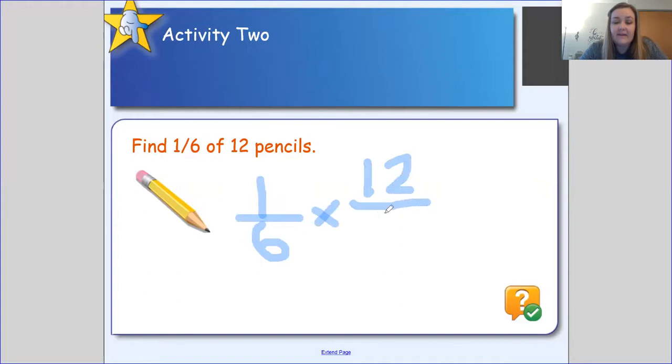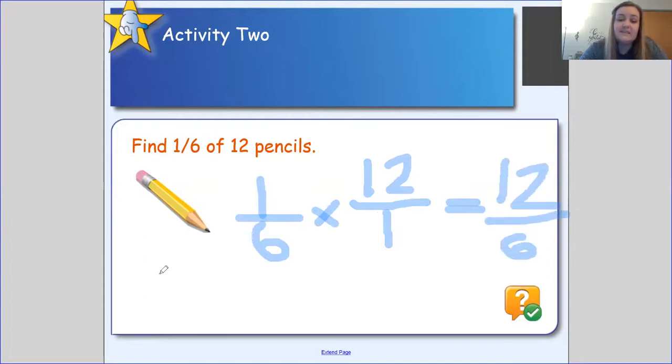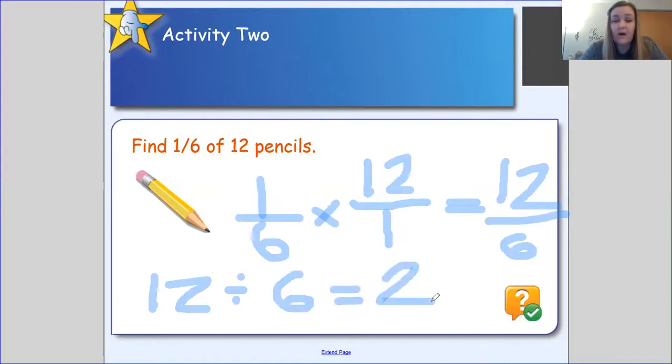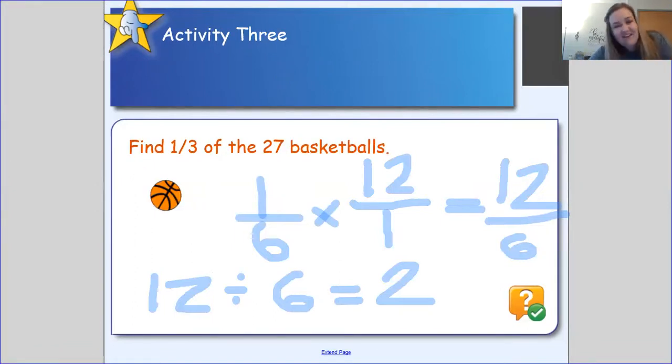Okay. And then that equals 12 over 6, which is the same thing as 12 divided by 6. I can write it out again just to make sure it's nice and organized for me. 12 divided by 6 is 2. So we would say 1/6 of 12 pencils equals 2 pencils. Okay, we're going to try a few more of these just to get the hang of it.